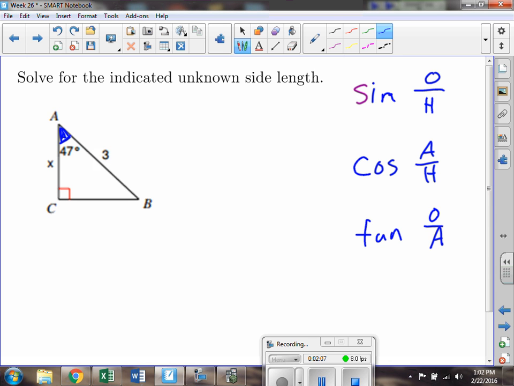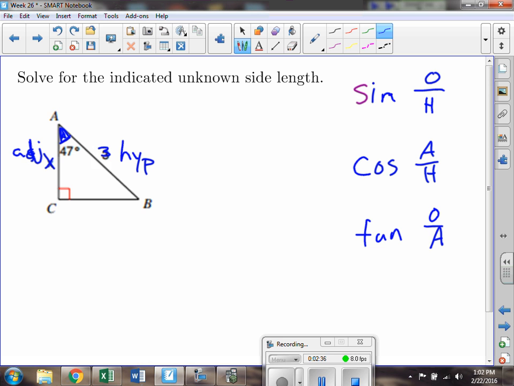Okay, you tell me that you said that we have adjacent. Where is adjacent to 47? I mean, in the picture, where is adjacent? Okay, Kiana, you told me that adjacent is the value for x. Absolutely correct. What other piece do we have? Correct, Josh. We have the hypotenuse, which is a length of 3.